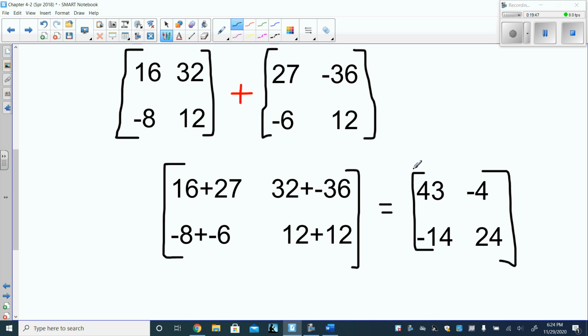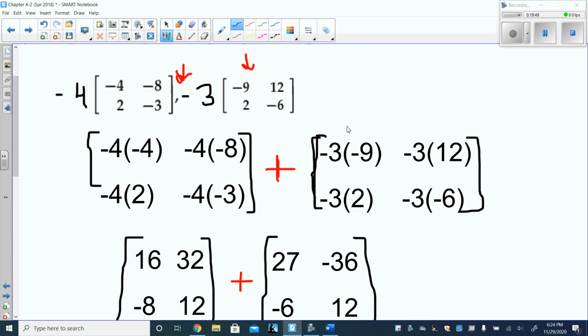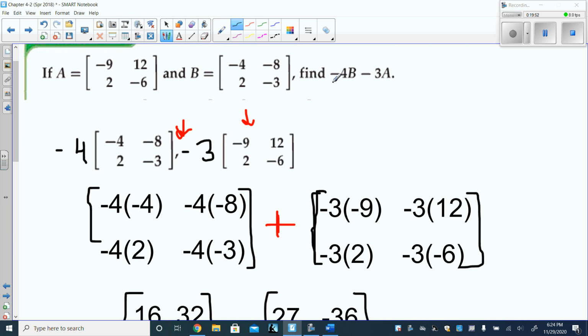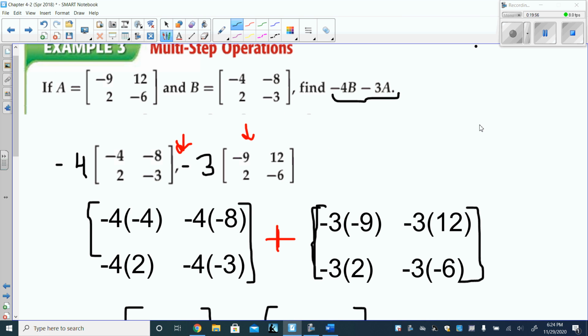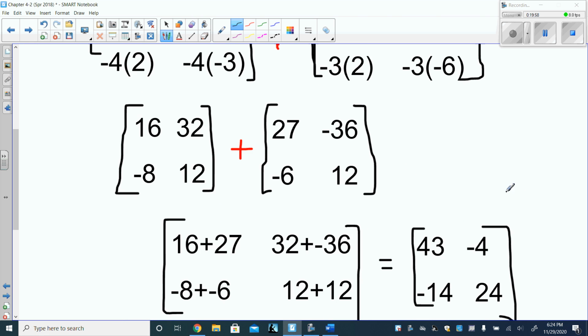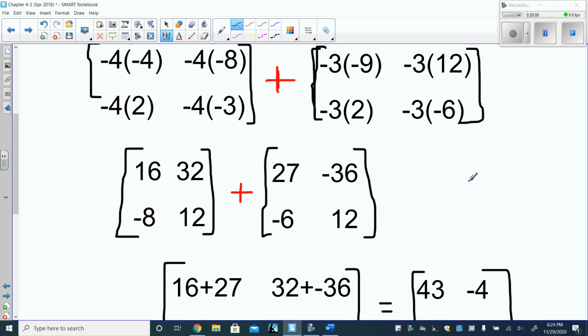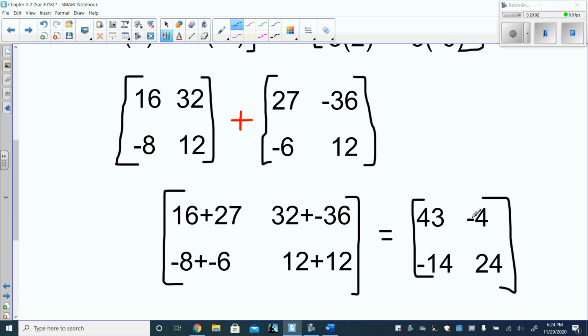And if you're wondering, yes, you could have typed this into a calculator, entering A and B and then plugging in 4B minus 3A, and hit enter, and it would have given you your answer. It would have told you it was this here: 43, negative 4, negative 14, 24. And that's it. That's all we would have had to do.